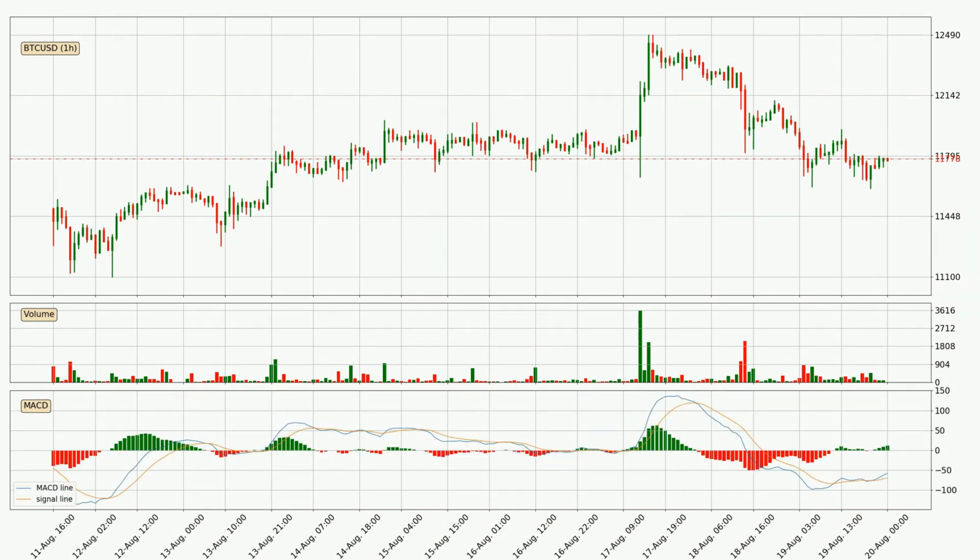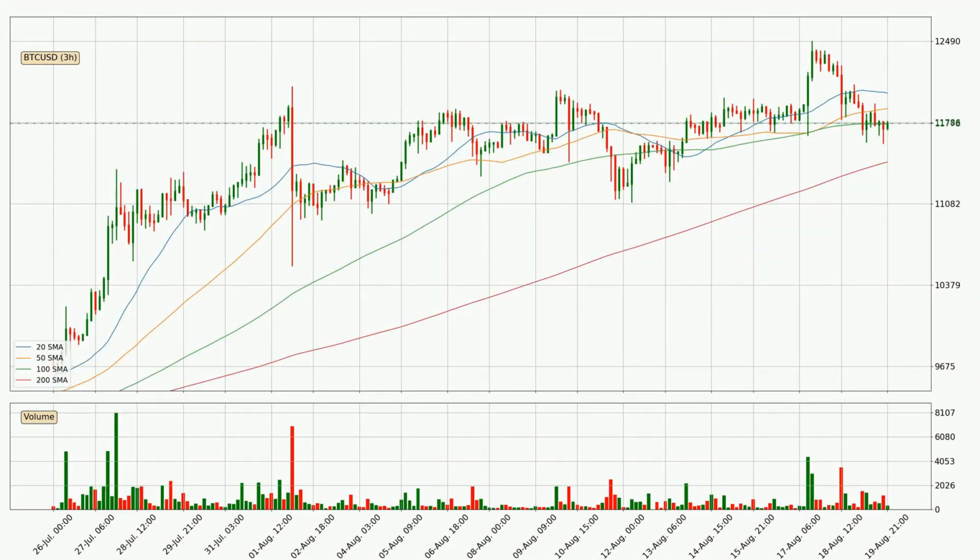Moving to the hourly MACD, seeing as the MACD line is above the signal line, the trend is currently on the up. The MACD histogram shows that the momentum is currently strong, and it could be expected the price to go further to the upside.